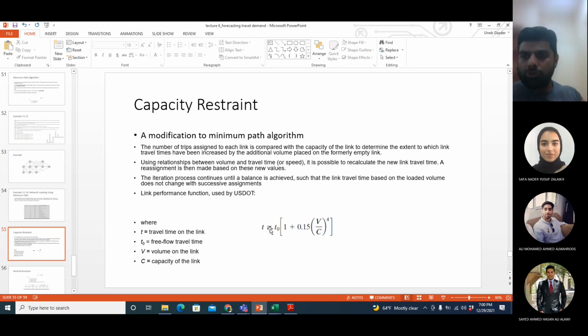If it is close to 2, again you can stop. Close meaning if it is within plus or minus 5%, you can stop there. So in the minimum path algorithm, you select the quickest path, and on that quickest path, you will put all the trips which are going from that zone to the other zone.